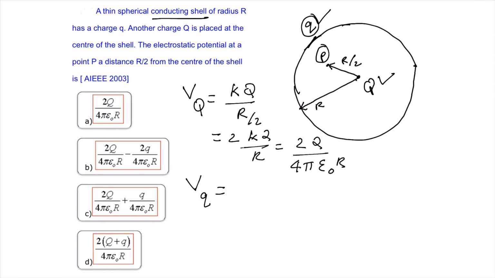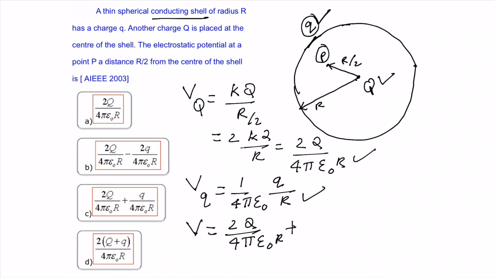Potential due to Q means, see, potential due to the charge spread on the conducting shell will always be equal to KQ by R, that is 1 by 4 pi epsilon 0 Q by R. Remember that value will be the same anywhere inside the conducting shell. Now you are supposed to find the total potential at P, right? That will be the sum of these two. So it should be 2Q by 4 pi epsilon 0 R plus Q by 4 pi epsilon 0 R. So that value is C, right? This is the value. Okay.